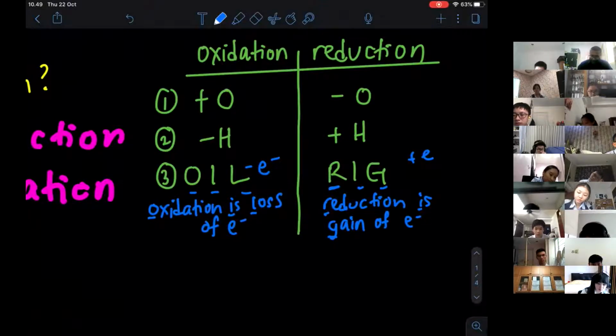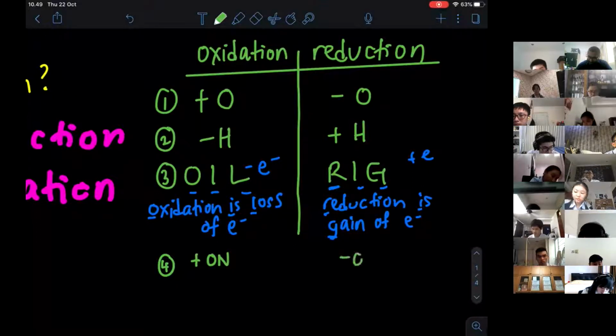And then number four, we will learn later. It has something to do with oxidation number. Oxidation is an increase in oxidation number, and reduction is a loss in oxidation number. That is some definitions of how we determine something is oxidized or reduced.